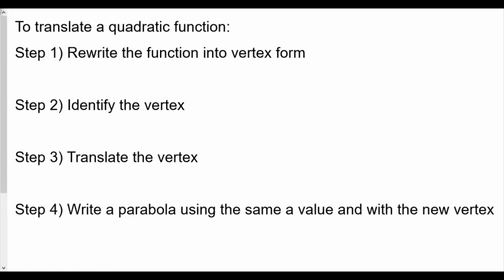To translate a quadratic function, we want to rewrite the function in vertex form, which, if it's done already, is fantastic. Step 2, identify the vertex. Step 3 is translate the vertex, meaning you would take the vertex and translate with the rule they're given to us. And then step 4, write a parabola using the same a value from the original and with the new vertex.